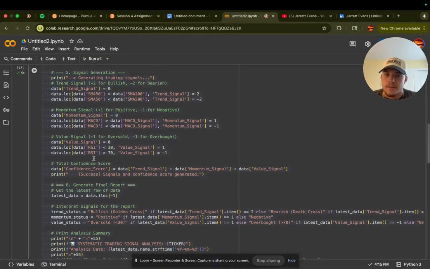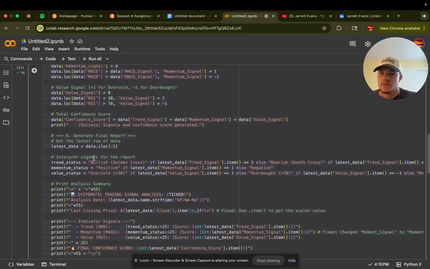And section 5 is going to be generating our signals. We're just going to apply a simple set of rules to each indicator and assign a score. So the trend gets a heavier weight of +2 or -2 because it's the most important factor. And then we can sum these up to get our total confidence score. So now we can run the script and analyze the output, which, like I said initially, is going to be the most important part of this process.